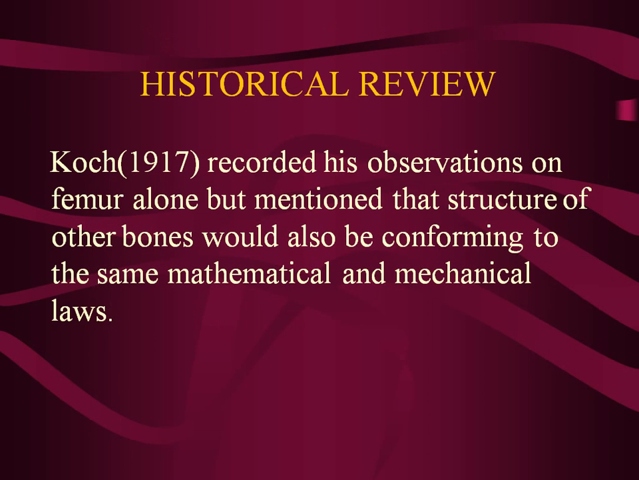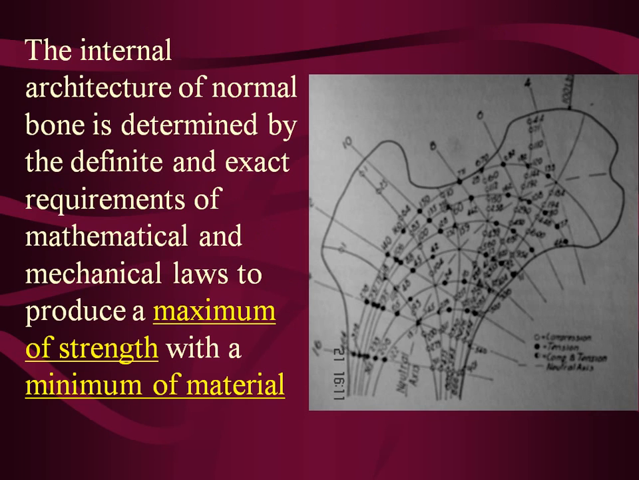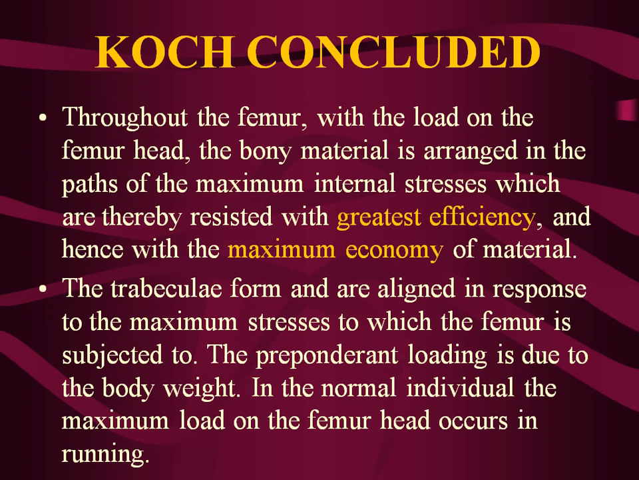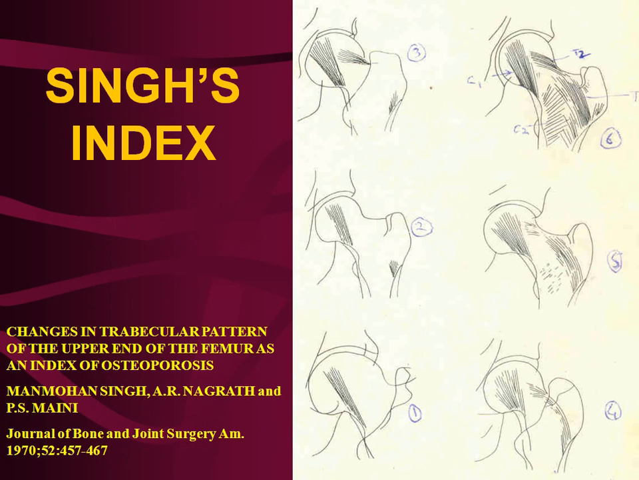It was Koch who recorded a lot of observations on the trabecular pattern, and he said that the maximum strength of bone with minimal use of material is provided by the trabeculae. And he concluded that greatest efficiency and maximum economy of the weight of the bone is provided by the trabeculae being placed in the adequate directions. So this is just the historical aspect.